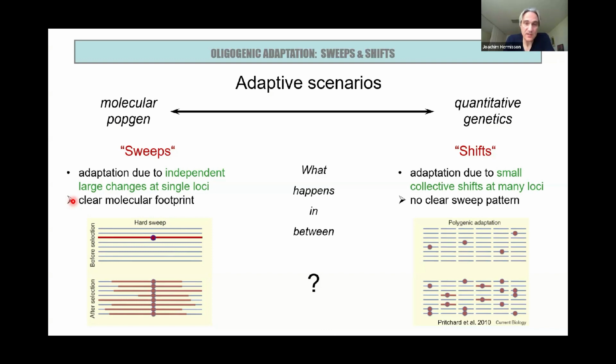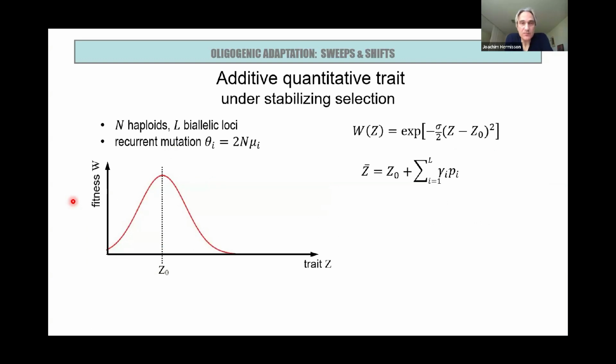Of course, to answer that, what we need is a model. And the model I'm going to talk about is not just any model, but it is arguably the most important model of quantitative genetics. It's an additive trait under stabilizing selection. You've all seen this before, of course, here a Gaussian fitness function, and here we have an additive trait, just here in this figure.